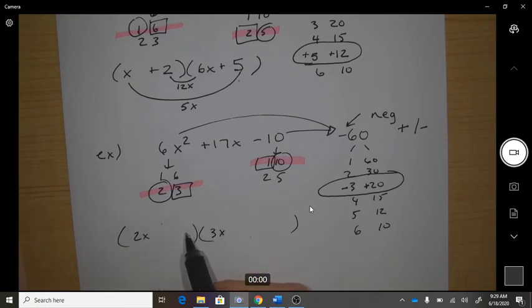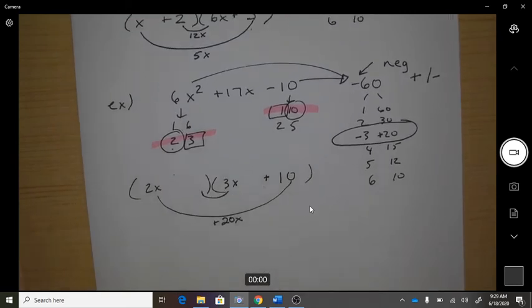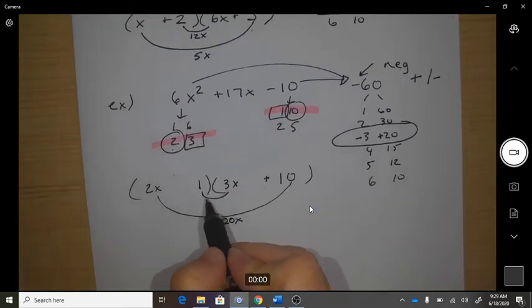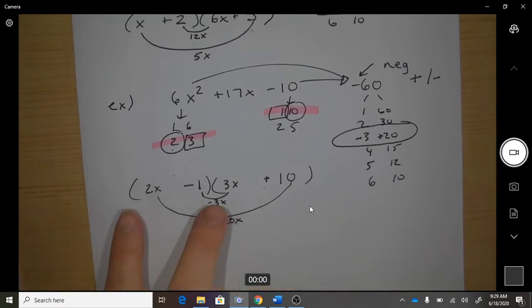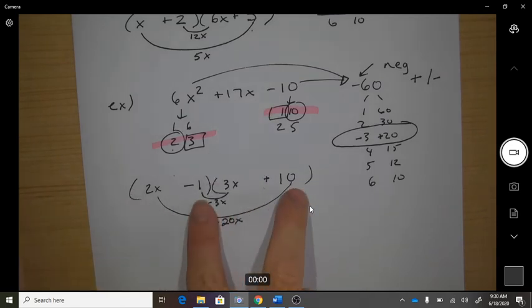And then in the last, I have to make sure I'm connecting my O and my I. So the 2 goes with the 10. So there's 20x positive, and then the 3 goes with a 1, and I need that to be negative. So think about your FOIL system. First times first, 6x squared, positive 20x, negative 3x makes 17x, and last is negative 10.